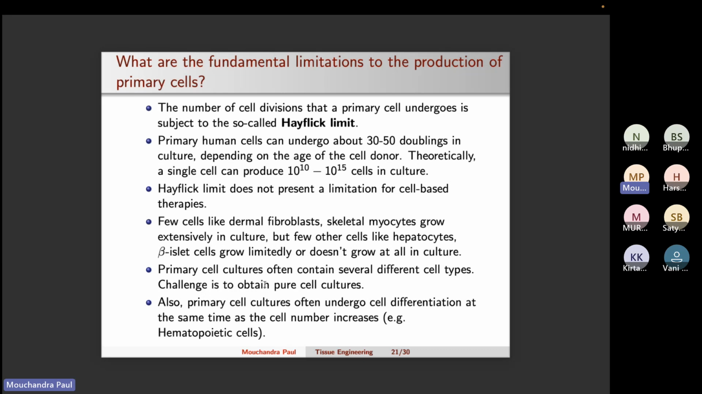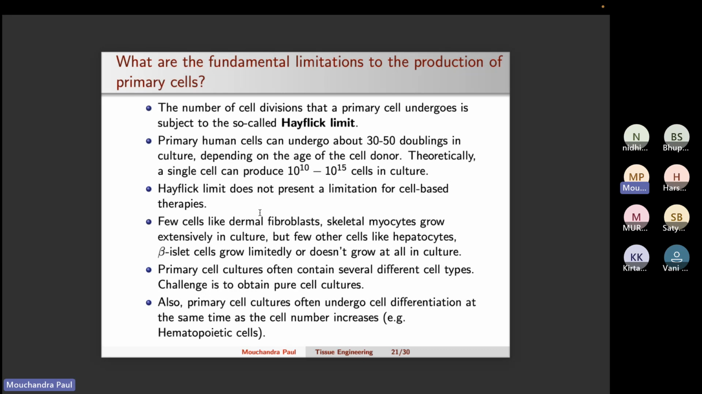Okay. So a single cell can produce these many cells, right? So here it is 10 to the power 10 to 10 to the power 15. You're seeing it on the screen. So how did they come to this value? I'm asking that. They must have multiplied something, right? I think you guys are confused. So it's very simple actually.